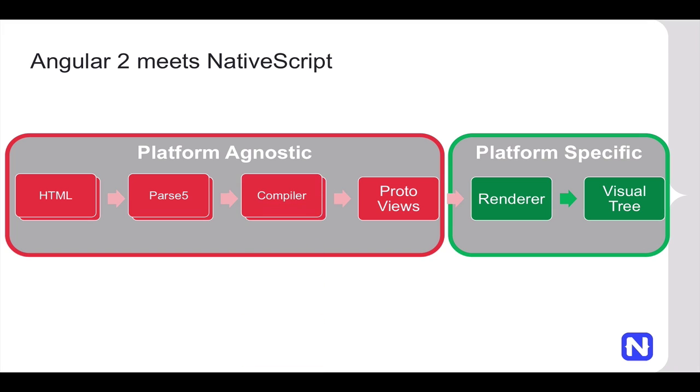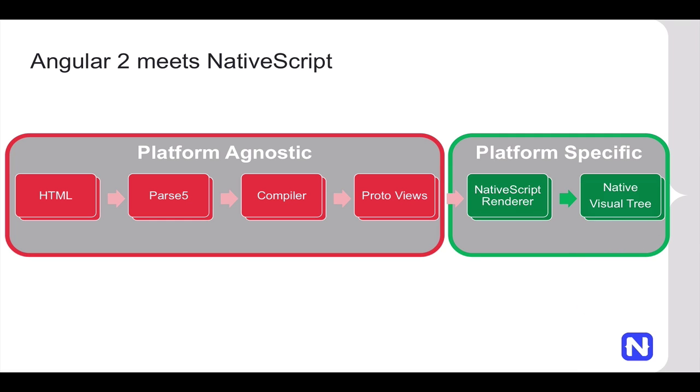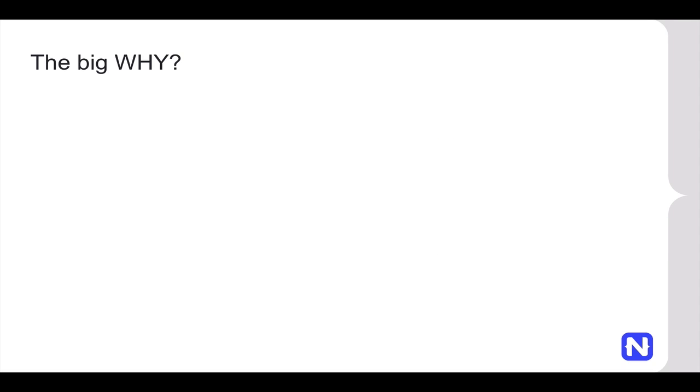And because of the way Angular 2 is designed, we didn't have to do anything to the compiler or the compiled proto-views. But the real work was in implementing our own renderer, which generates a native visual tree and is capable of propagating property changes and events between the proto-views and the native visual tree. So having explained how this all works, it should be easy to answer the big why question.